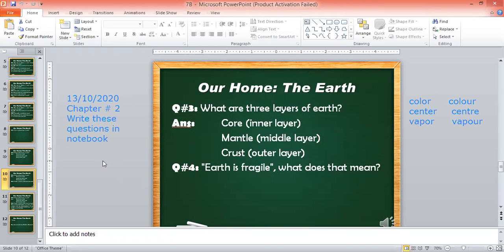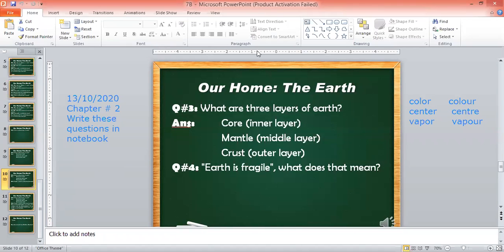The question number 4 is: Earth is fragile. What does that mean? Okay, I told you the meaning of the word fragile. Fragile means which can easily be broken. The things made up of glass are fragile, which means they can easily be broken.